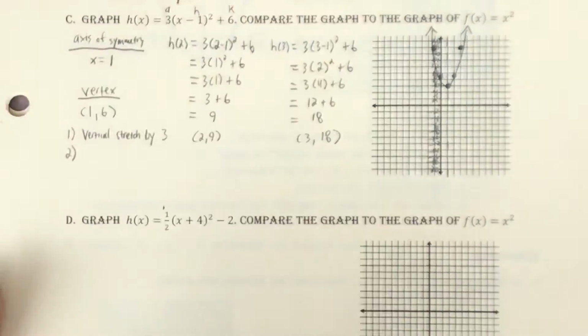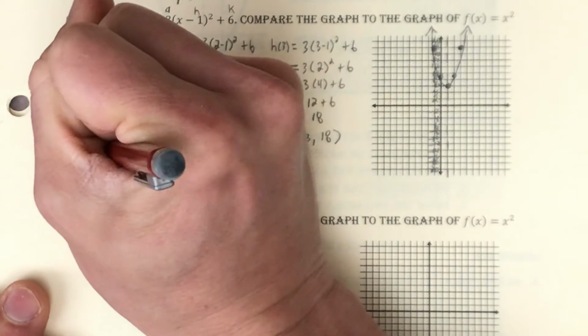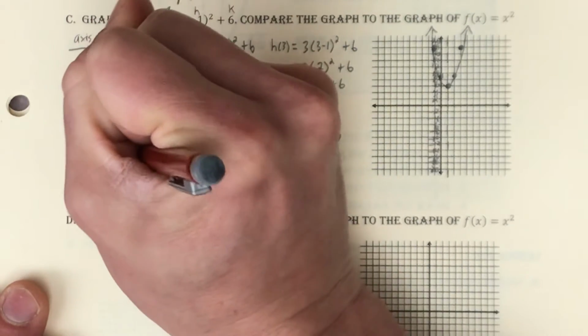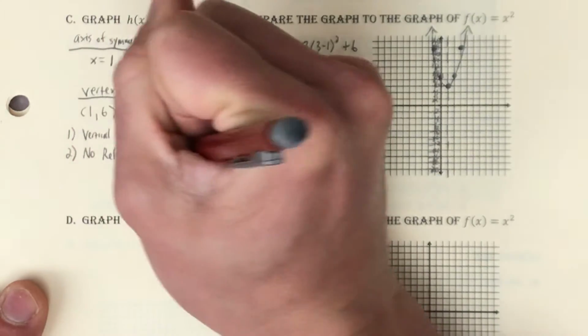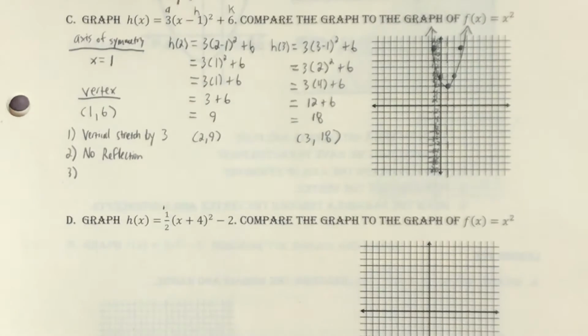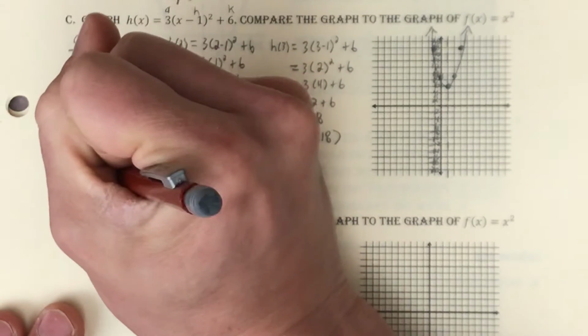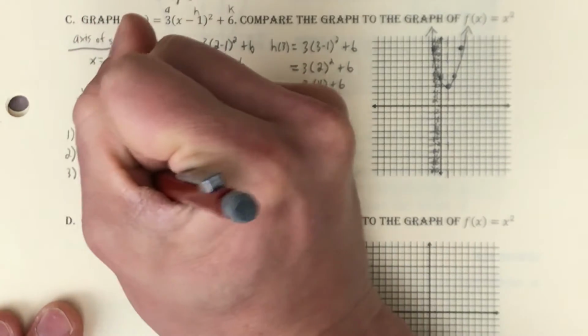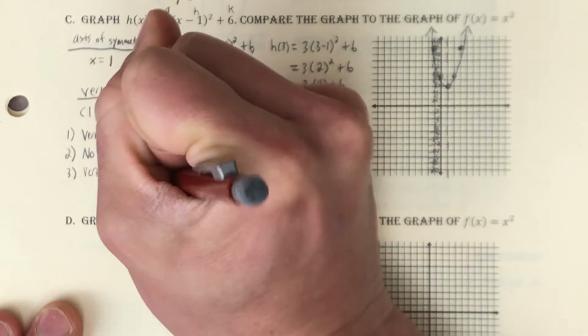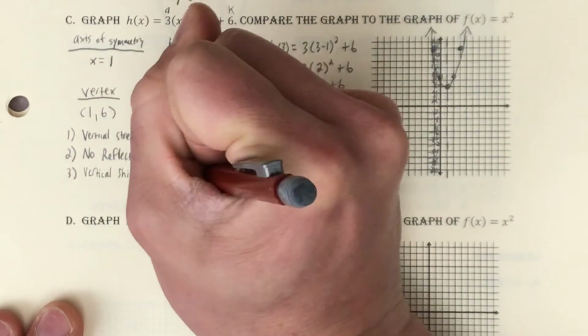Second thing is reflections. Reflections are shown by negatives in front of A. There is no negative in front of the A, so that means there was no reflection. Again, we can look at our parabola and tell that because it's upward facing. Third thing we're looking at is K to see if there was a vertical shift up or down. K was a positive 6, so that means it was a shift up. So we had a vertical shift up by 6.